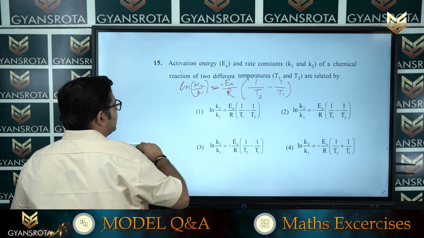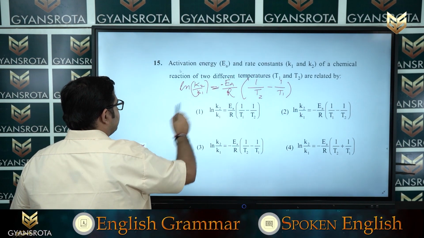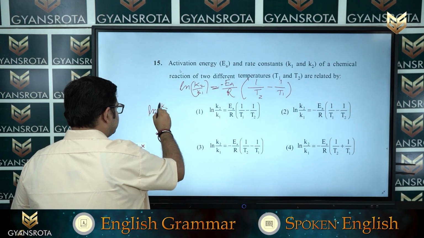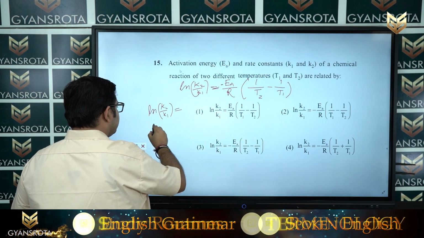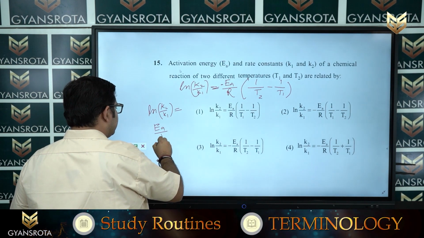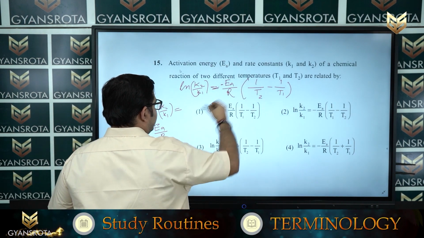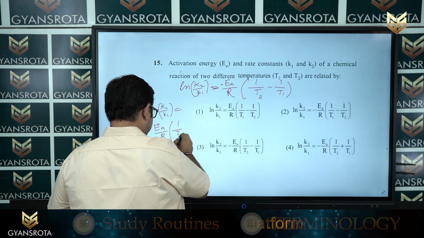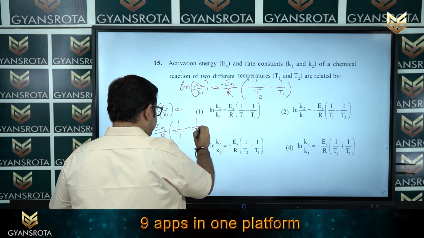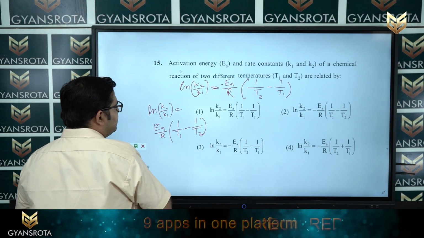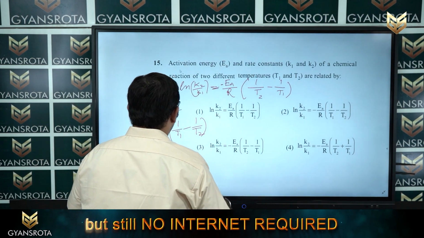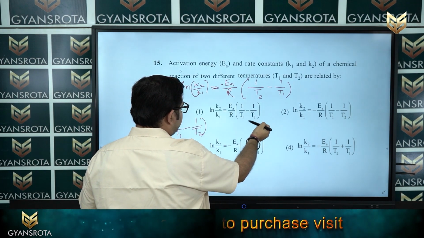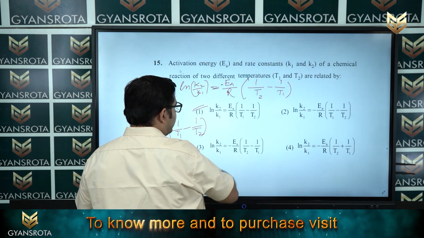Okay. So, this is the equation. Or if I remove this minus sign, what I get is ln of K2 by K1 equal to Ea by R, and the minus sign goes inside the bracket. So, what we obtain is 1 by T1 minus 1 by T2. Now, among the options, ln of K2 by K1 equal to Ea by R, 1 by T1 minus 1 by T2, this option is the correct answer.